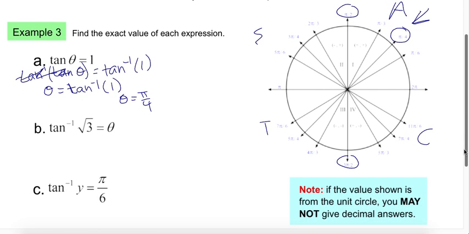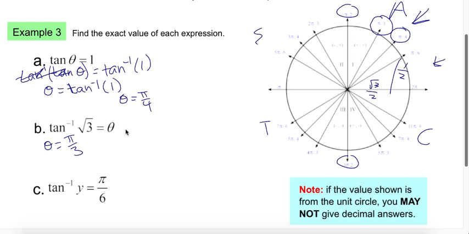All right, so now B, we already have the first step done for us. Theta is already isolated. So now we need to think, well, where on the unit circle is tangent root 3? Well, we can see that root 3 is positive, so again, we're looking up here in the first quadrant. But where is tangent root 3? Well, I'm looking at either pi over 3 or pi over 6. And if I start down here at pi over 6, then I have 1/2 and root 3 over 2. So the tangent of pi over 6 is actually 1 over root 3. So in that case, the tangent of pi over 3 is root 3. So theta equals pi over 3.